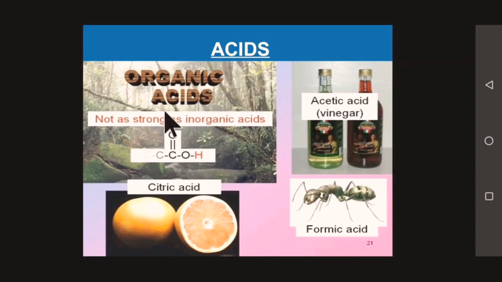Now, here are some examples of organic acids. For example, citric acid, that is found in orange, formic acid, that is found in ant sting, and acetic acid, that is found in vinegar.